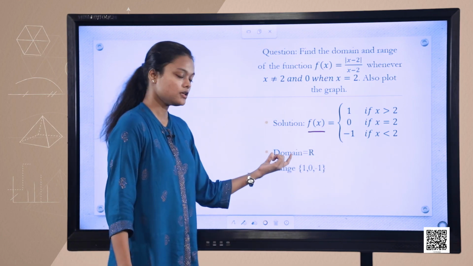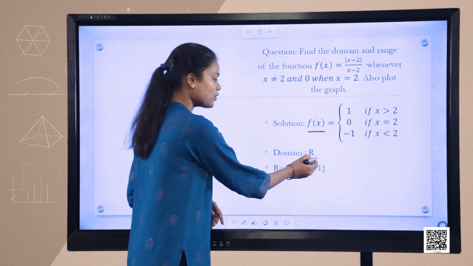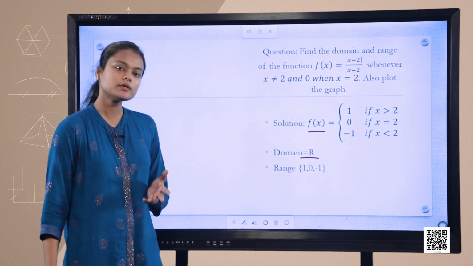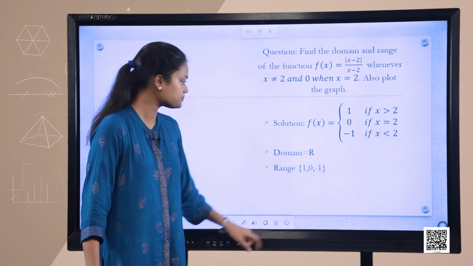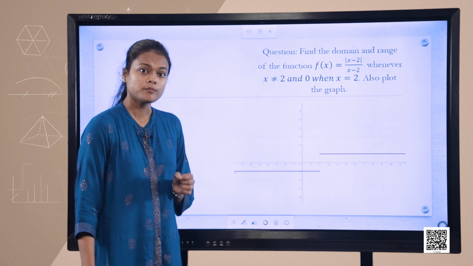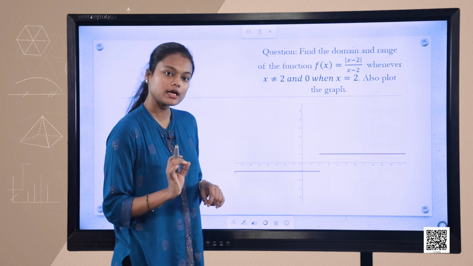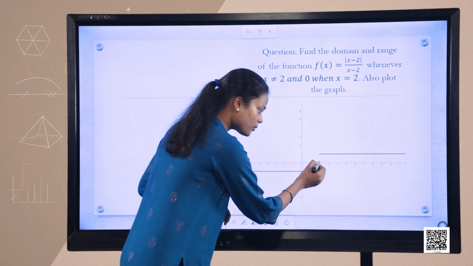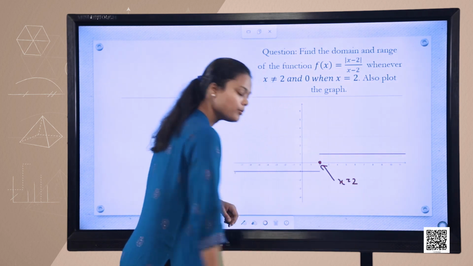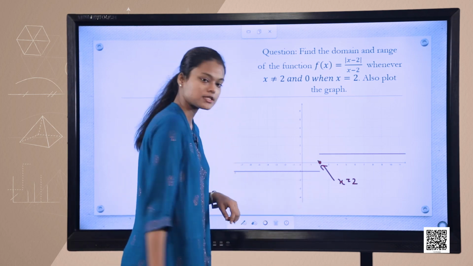Okay? Range is coming out to be 3 values, 1, 0 and -1, and domain is the set of all real numbers. So what will be the graph of it? Let us see. Graph is again the same, but here the function, as we know, is breaking at 2. So whenever x is equal to 2, the value of the function is 0. So this point.